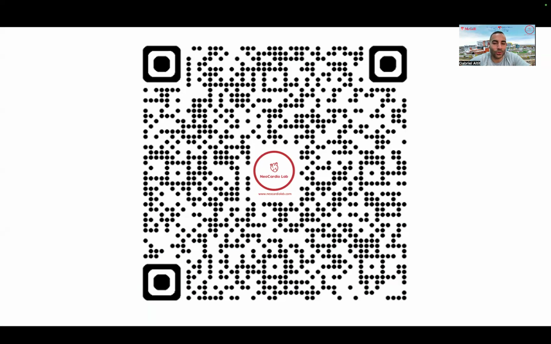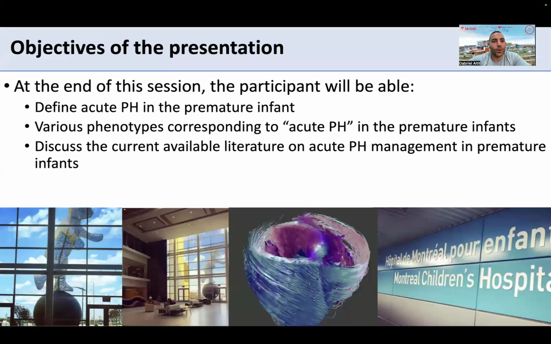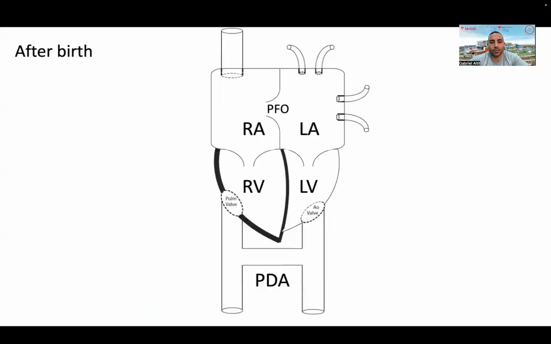At the end of this presentation, the participant will be able to define acute pulmonary hypertension in preterm infants. We'll discuss some of the various phenotypes corresponding to what we call acute pulmonary hypertension in premature infants. And we'll talk about the current available literature on acute PH management in premature infants.